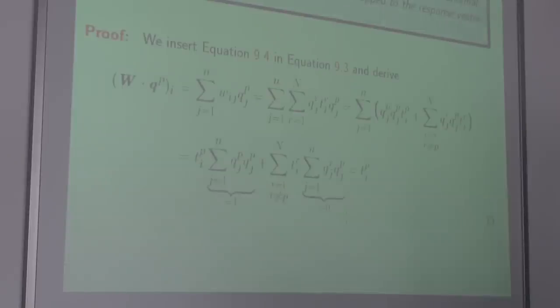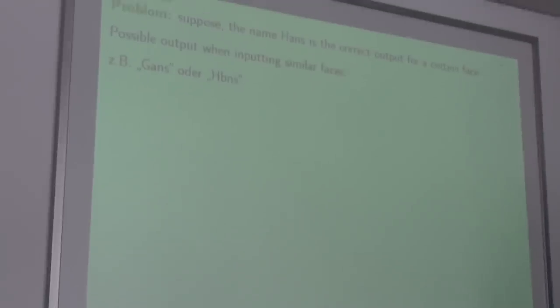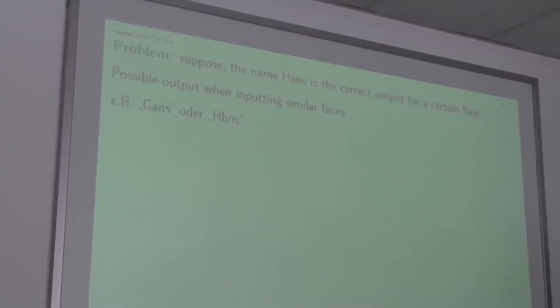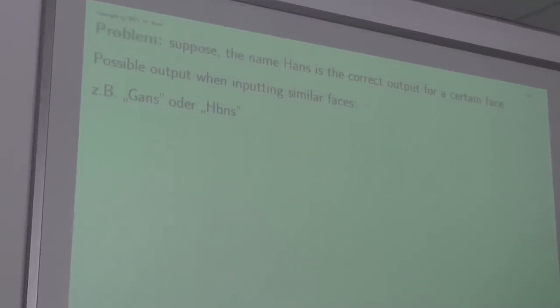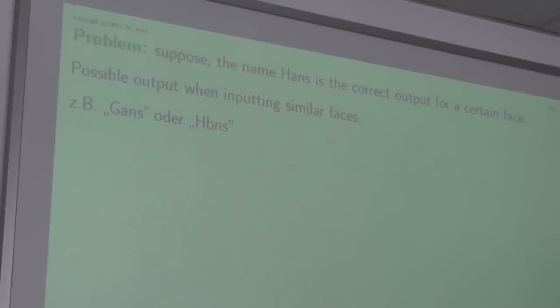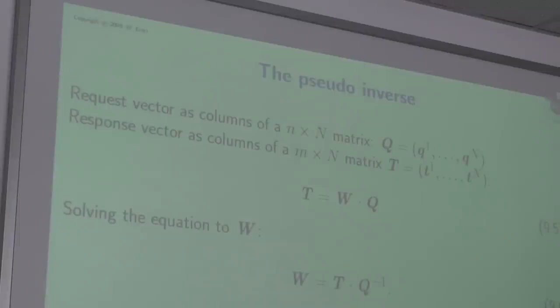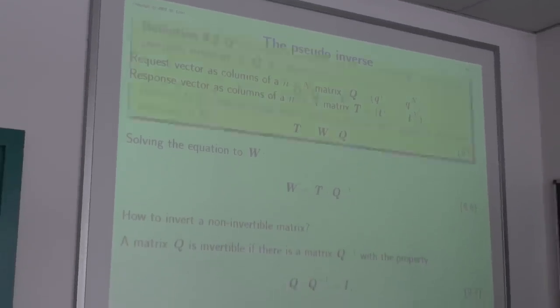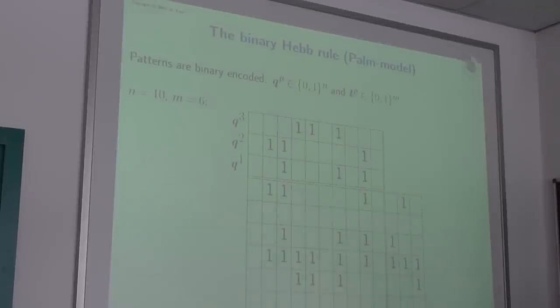So that means, for example, suppose we have a memory mapping pixel images onto names of persons. If the input pixel image is a little bit different from the person, and the correct output would be Hans, and the input image is a little bit different, then the output name is a little bit different, like this or like that. And that's what we don't want to have. So for such a purpose, we need different types of networks. We will not look at the chapter on the pseudo-inverse because we will have this quite soon in mathematics.